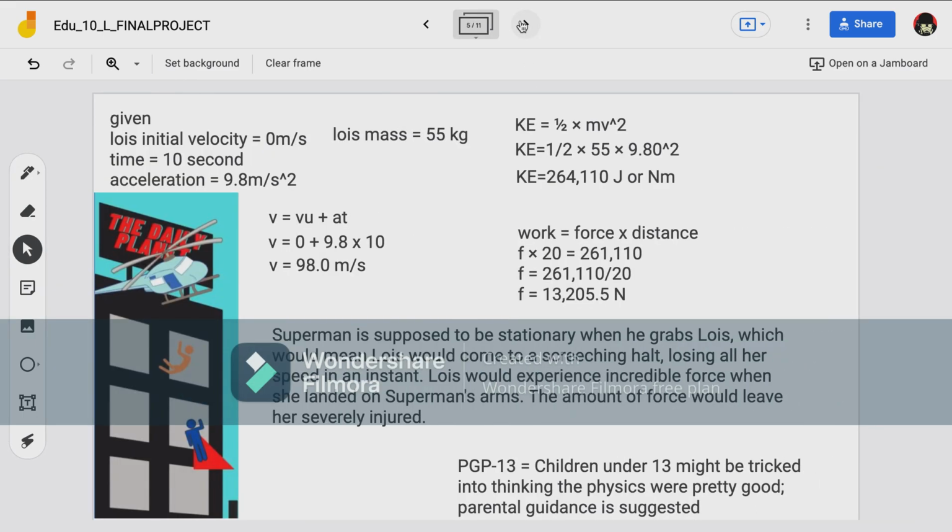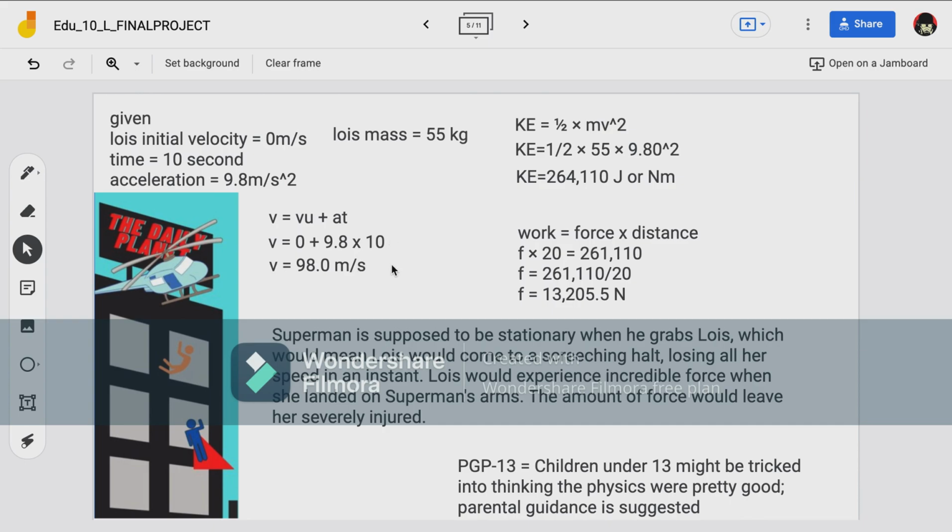So here's my calculation to prove my hypothesis. The givens: the initial velocity was 0 meters per second, the time it took Superman to catch her was 10 seconds, and her acceleration was 9.8 meters per second squared. After we have all the numbers, we're going to find its velocity. The formula we use is velocity equals initial velocity plus acceleration times time. So v equals 0 plus 9.8 times 10. So v equals 98.0 meters per second.